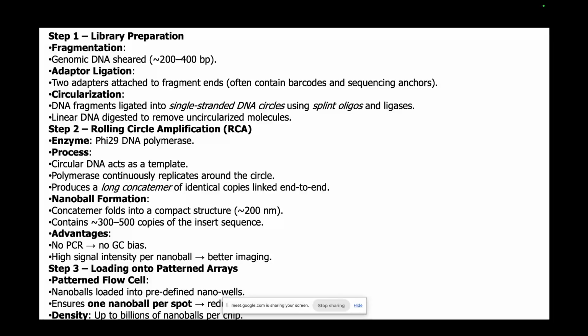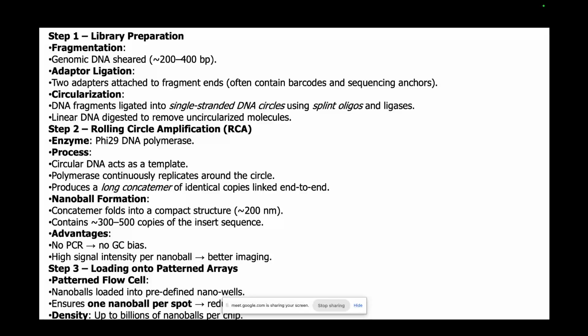So you had a linear DNA, you made it circularized, then you made it double stranded using DNA polymerase, and on each circle the polymerase continuously replicates around the circle. So basically, the polymerase will amplify the DNA multiple times, and it will create a long concatenated set of identical DNA reads, which are linked end to end.